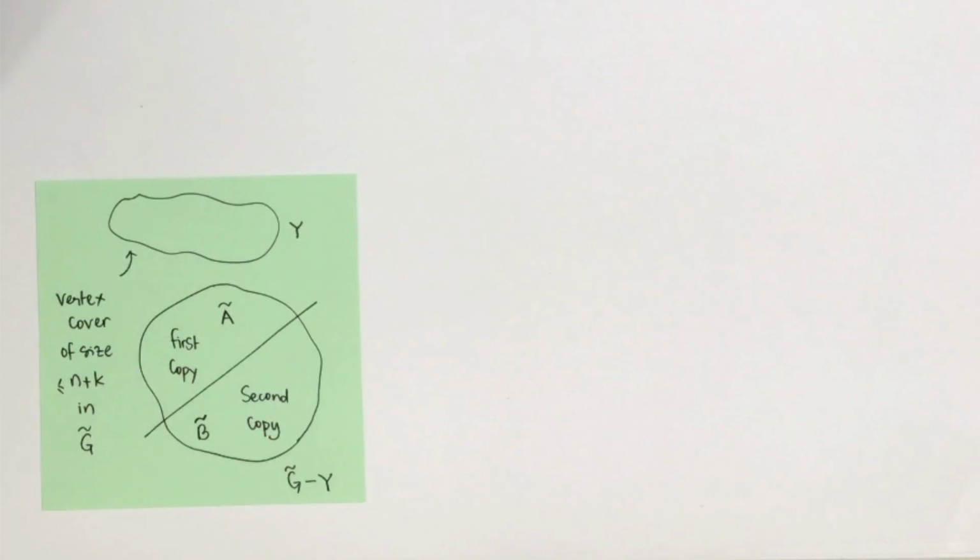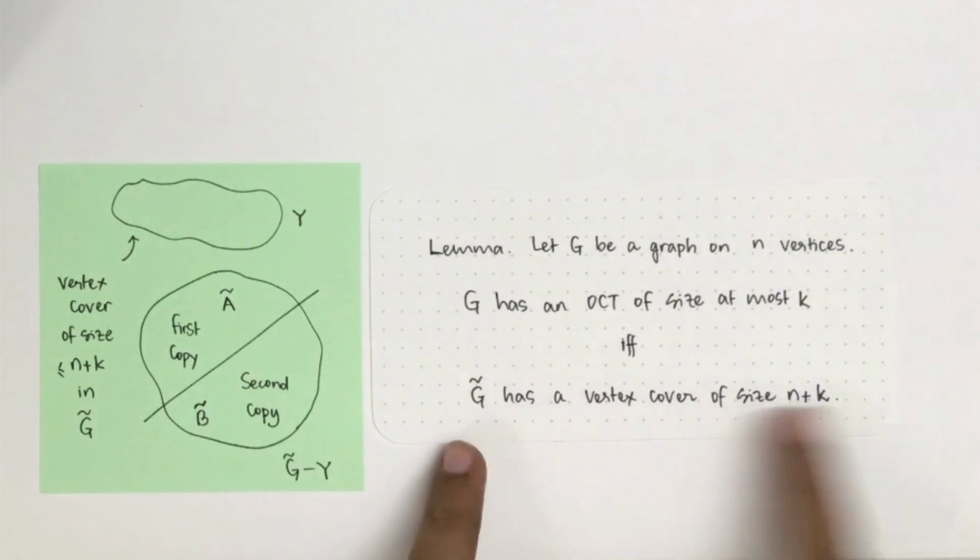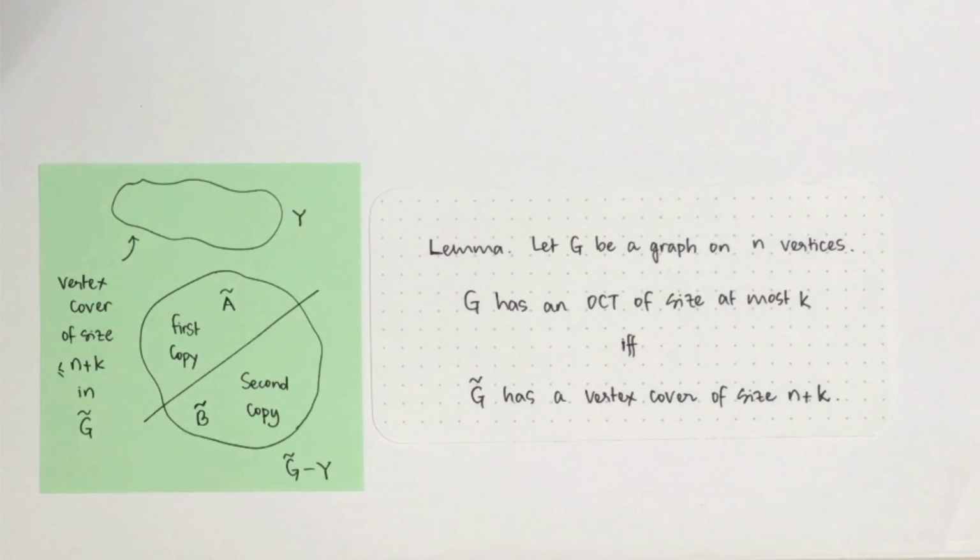Alright, so as before, let's start with a picture of G tilde with the promised solution made explicit. So remember where we are coming from. We know that G tilde has a vertex cover of size n plus k. So let's make that vertex cover explicit here, give it a name, let's call it y. And what we know is that G tilde minus y is an independent set.